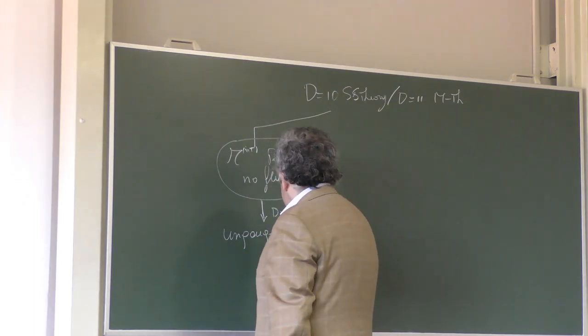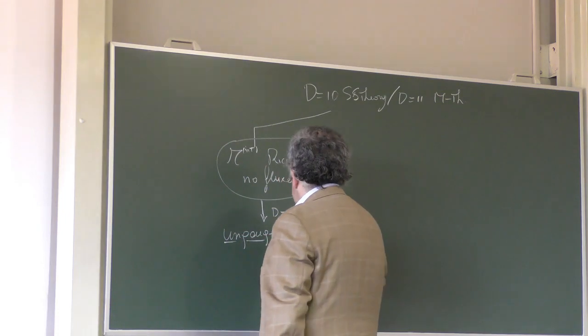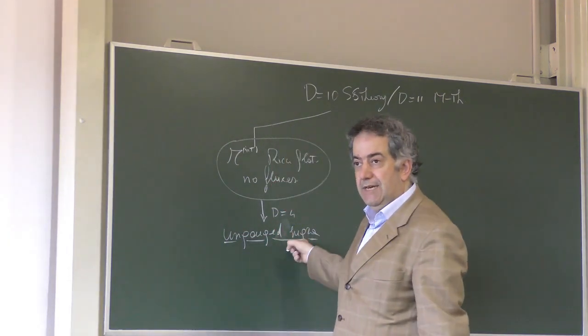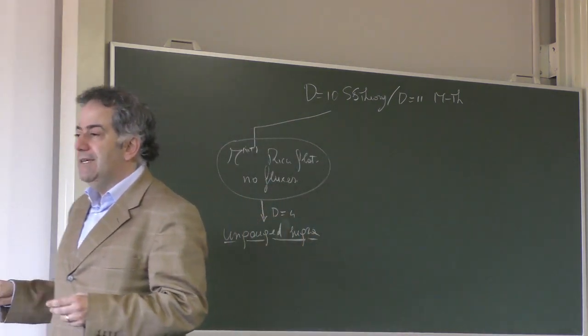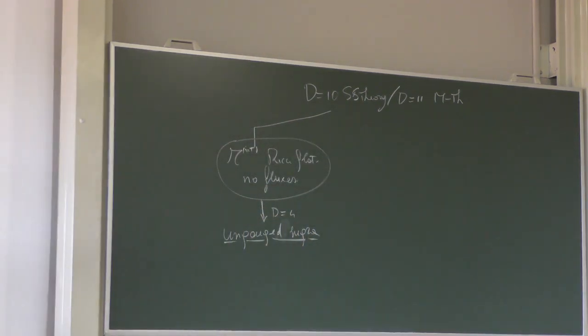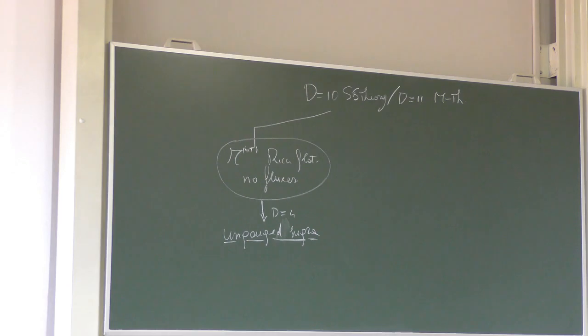So you end up with an ungauged supergravity. What do we mean by ungauged supergravity? Ungauged supergravity means that all fields are massless. The vector fields, which are massless and have by consistency their own gauge transformations, are not minimally coupled to any other field.